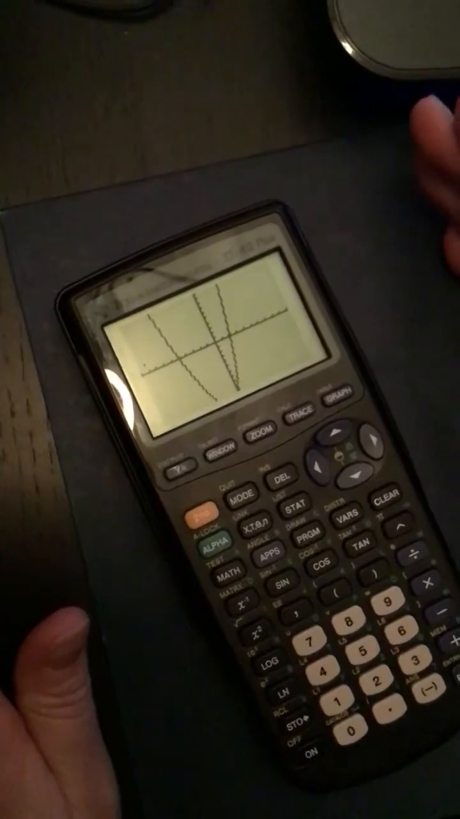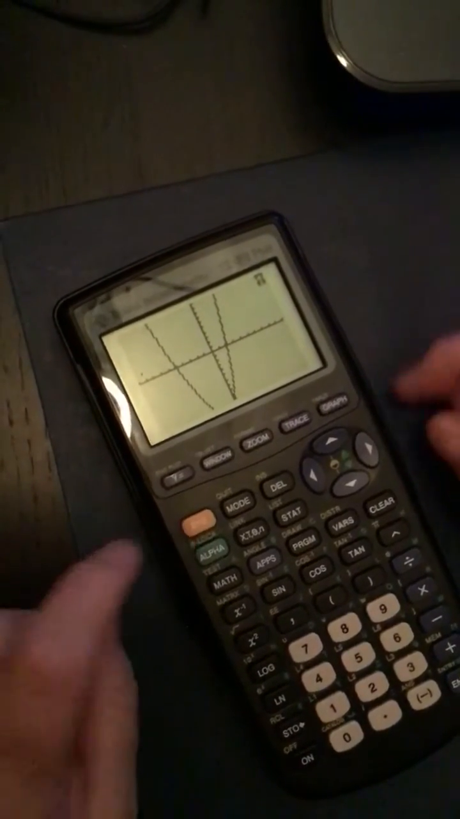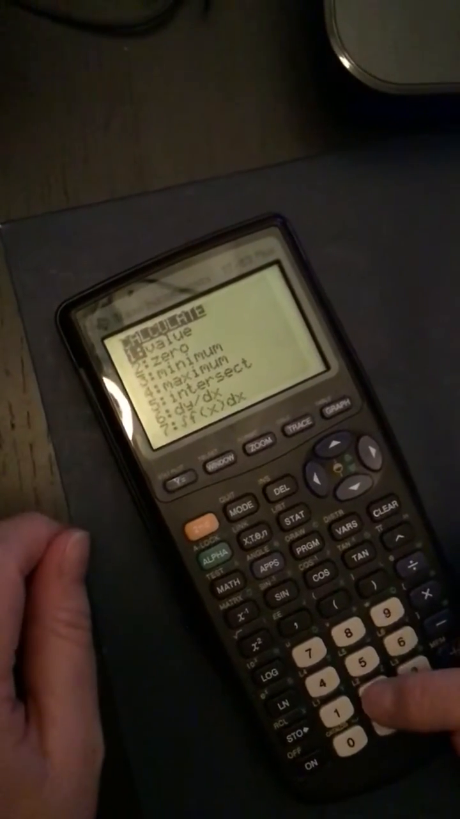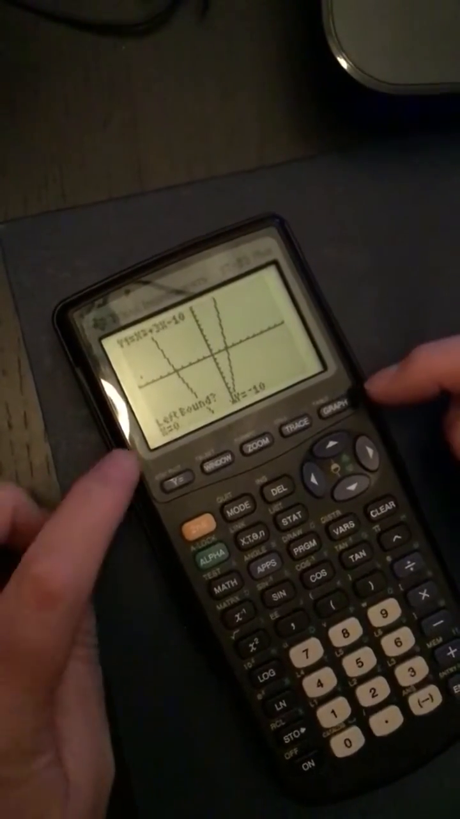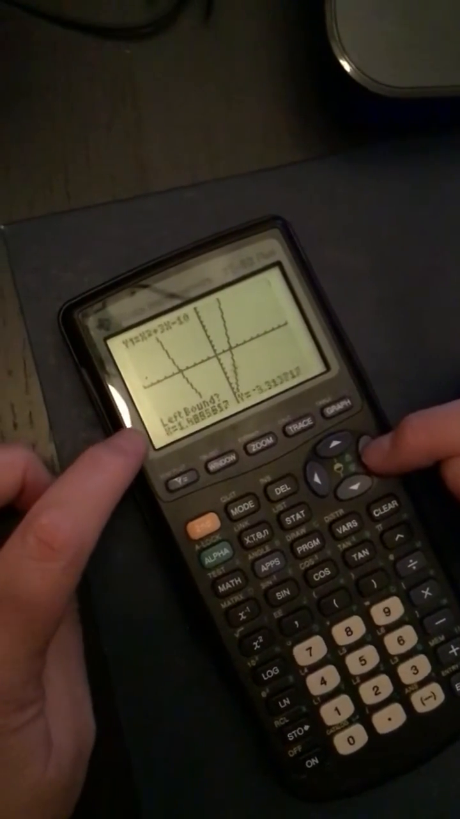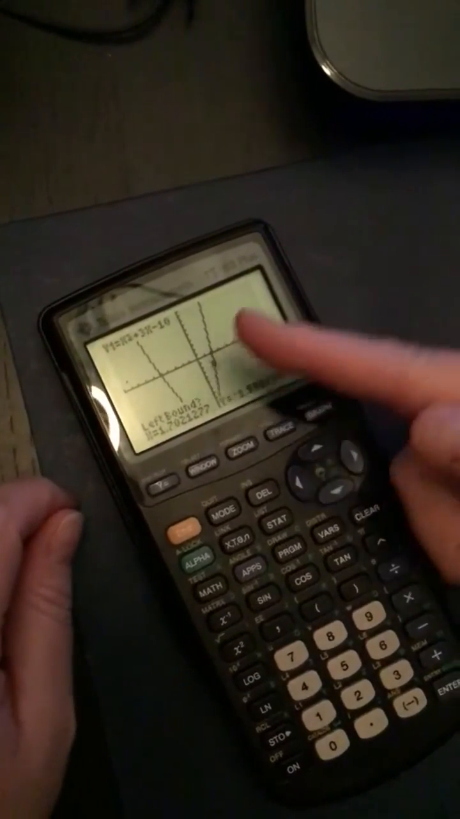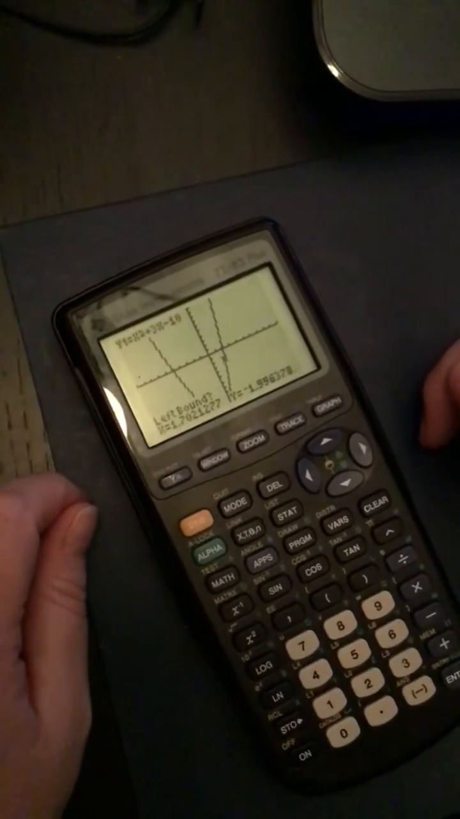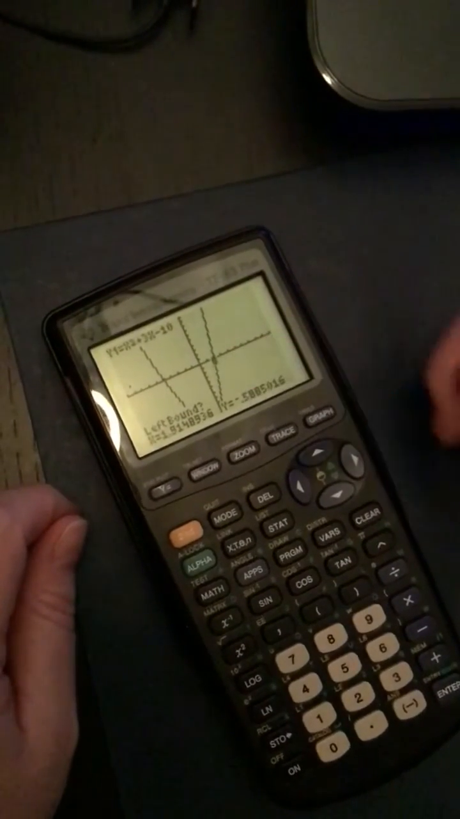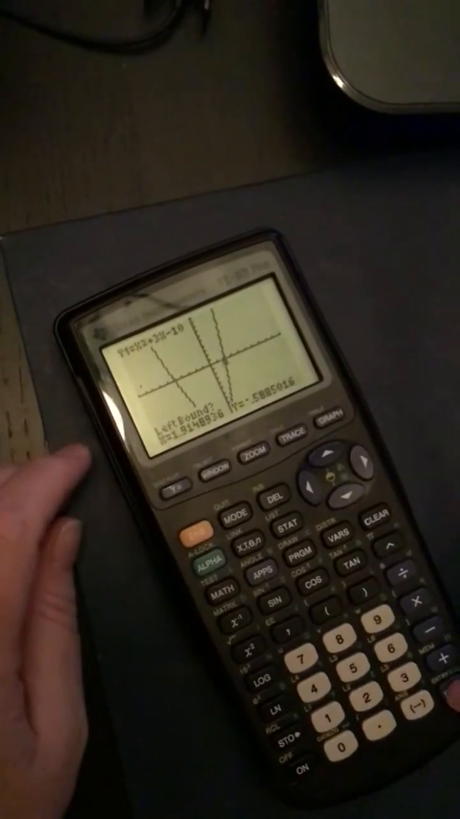Those are the solutions. So what I do is I hit second, the orange button, trace, and I'm looking for my zeros. So I press the 2. Now you see it's asking me for left bound. And when I push my button, what I want is a point somewhere to the left of the 0 that I'm looking for. So I want to get as close to it as possible. So this is a little closer. Once I'm comfortable with where that is at, I press enter.